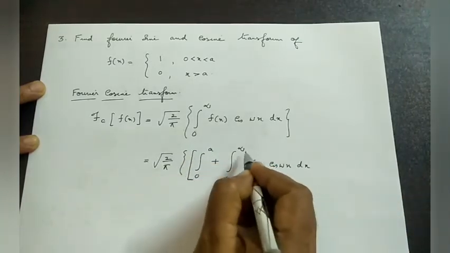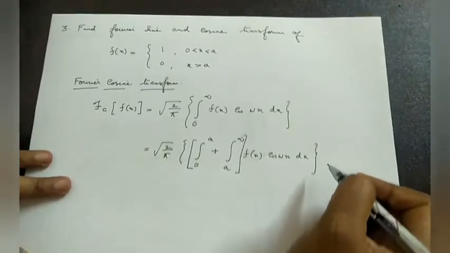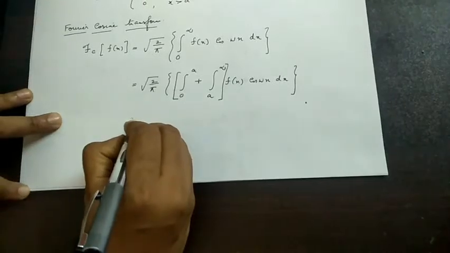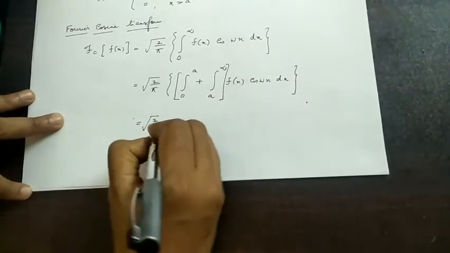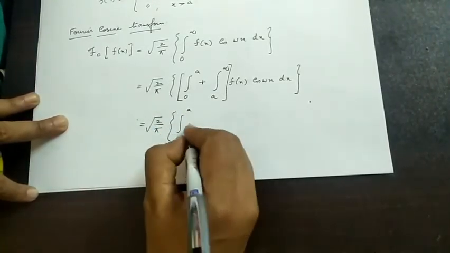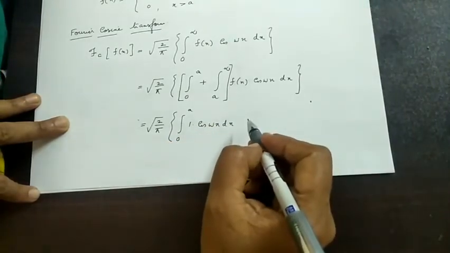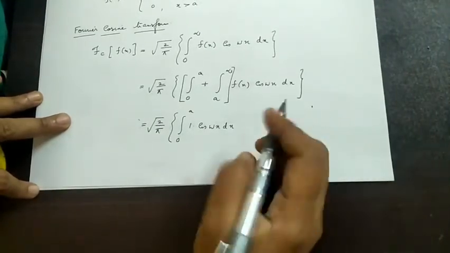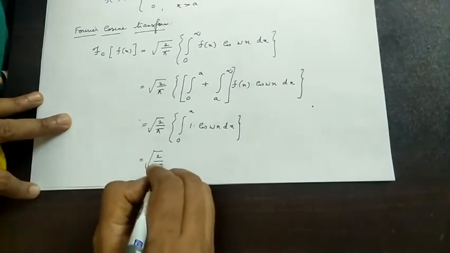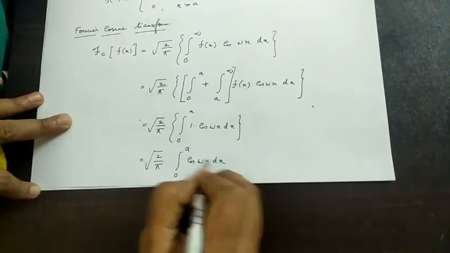We will write like this. Now equal to root 2 by pi into, from 0 to a we have the value of the function as 1. Therefore 1 into cos omega x dx. Now from a to infinity the value of the function is 0. Therefore we will not consider it. Okay. Therefore we have root 2 by pi into integral from 0 to a cos omega x dx.